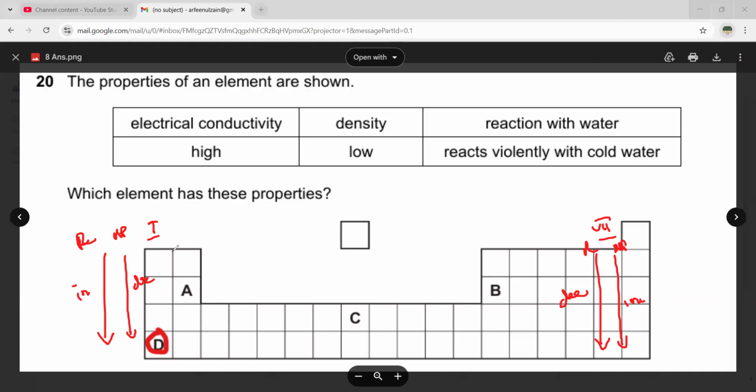Then when we talk about density, for all the groups in the periodic table, it always increases going down. So for both group 7 and group 1, the density will increase. Group 1 has a tendency to lose electrons and form a positive ion, whereas group 7 has a tendency to gain electrons and form a negative ion. And group 7 elements exist as diatomic molecules like fluorine F2, chlorine Cl2, bromine Br2, iodine I2.